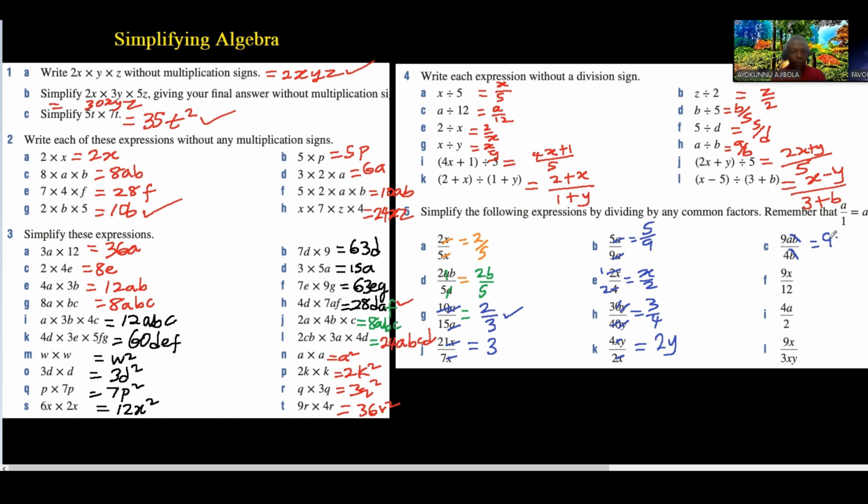9a over 4. Then 3 can divide 9 and 12. So that's 3 over 4x. 4 over 2 is 2. That's 2a. And 9 over 3 is 3. Then x cancels x. So we have 3 over y. Okay?